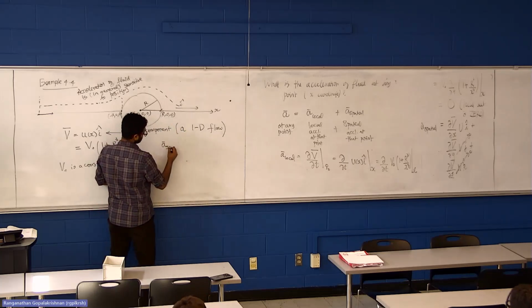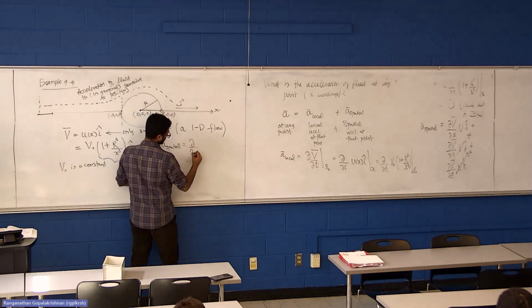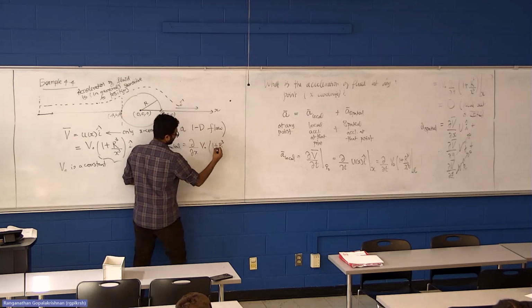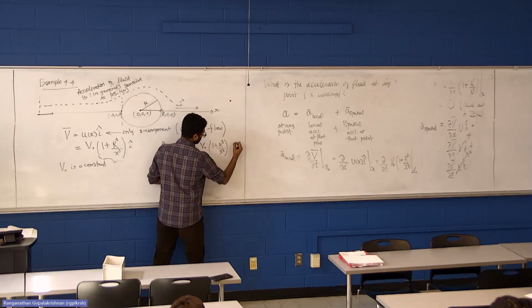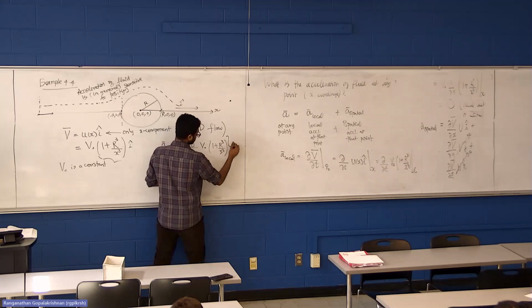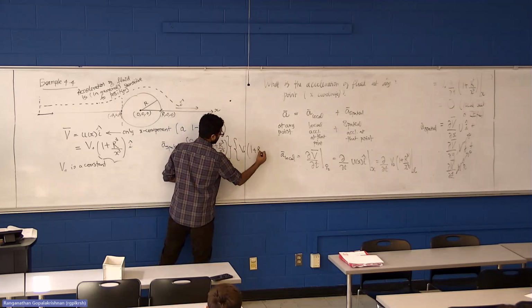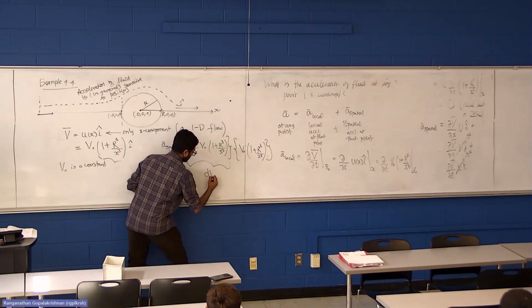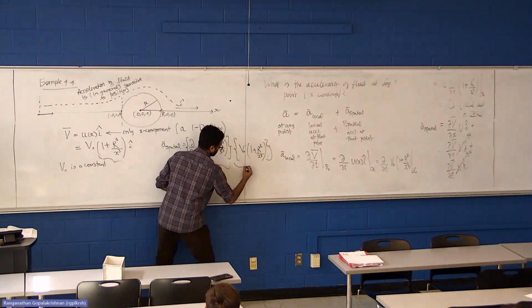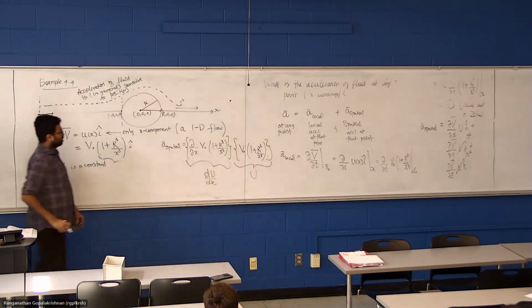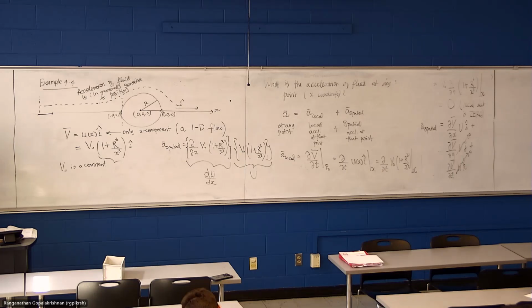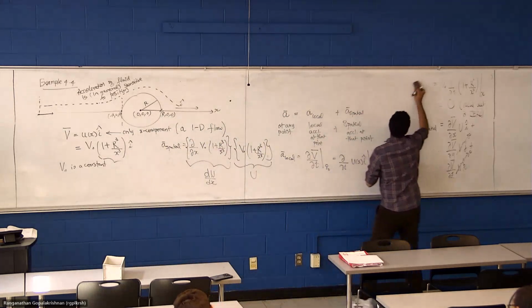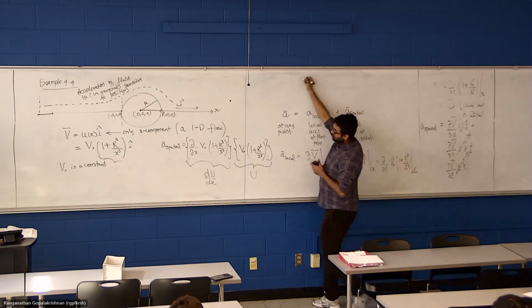So the A spatial would be the derivative with respect to x of u of x, which is v naught times 1 plus r cube over x cube, multiplied by the x component, which is again v naught times 1 plus r cube over x cube. So this is du over dx, and this is u.